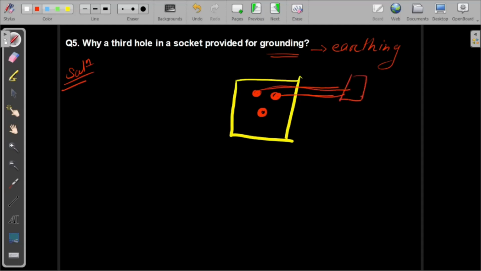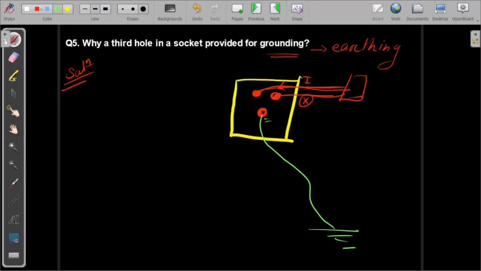Suppose this is the meter box. From the meter box, you connect in this way. One is neutral, no current comes, and through the other one, current comes. Current keeps flowing, current I. And the third one is kept for grounding. Why is this third hole kept here? That is the question.